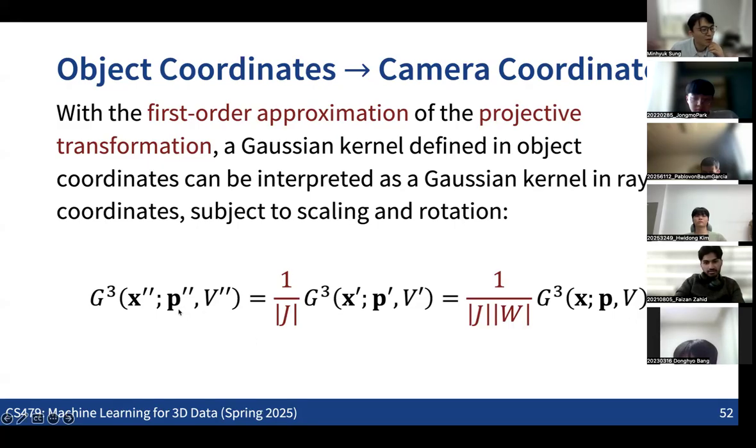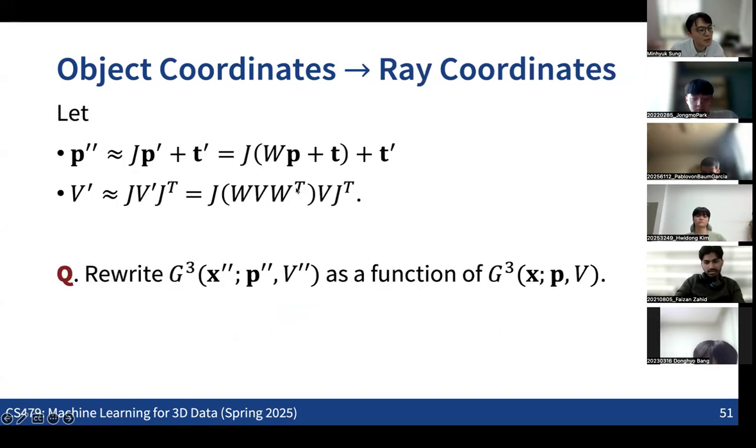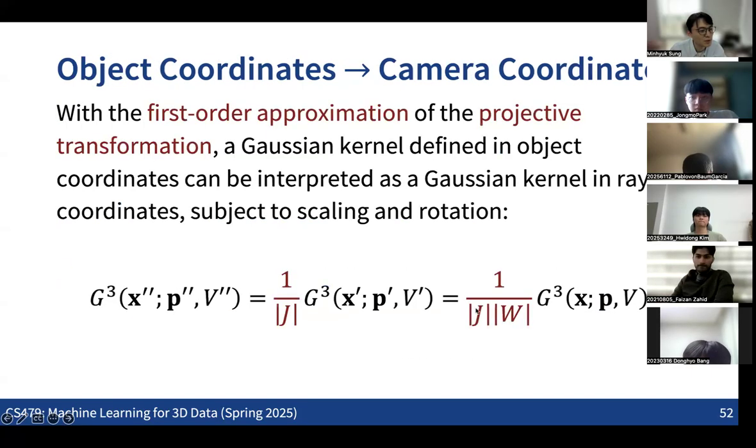So we know how we can calculate the P double prime and the V double prime, which are defined in this way. Given the P and the V defined in the object coordinate system, you calculate the P tau prime and the V tau prime, sorry, which are now defined in the ray coordinate system. Then we also calculate the Jacobian term, which determines the scaling term. So we are seeing a conversion of the coordinate system, seeing the same Gaussian kernels, but now defined in the ray coordinate system.